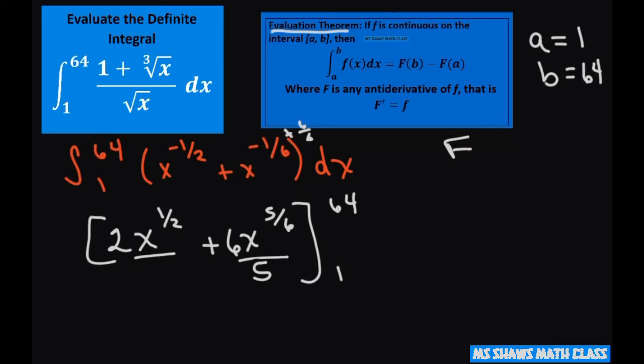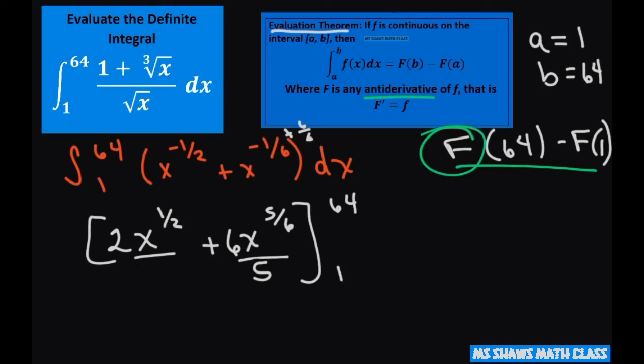So we're going to do f of 64 minus f of 1. Now, this is our antiderivative, so we're just going to evaluate our antiderivative now. So let's plug in 64, and you're going to get 2 times, now the square root of 64 is 8, plus, plug in 64 here, you're going to get 192 once you multiply it by 6, divide it by 5. So that's that part. This part's just going to be 16. You can use a calculator if you want, or you can find the common denominator.